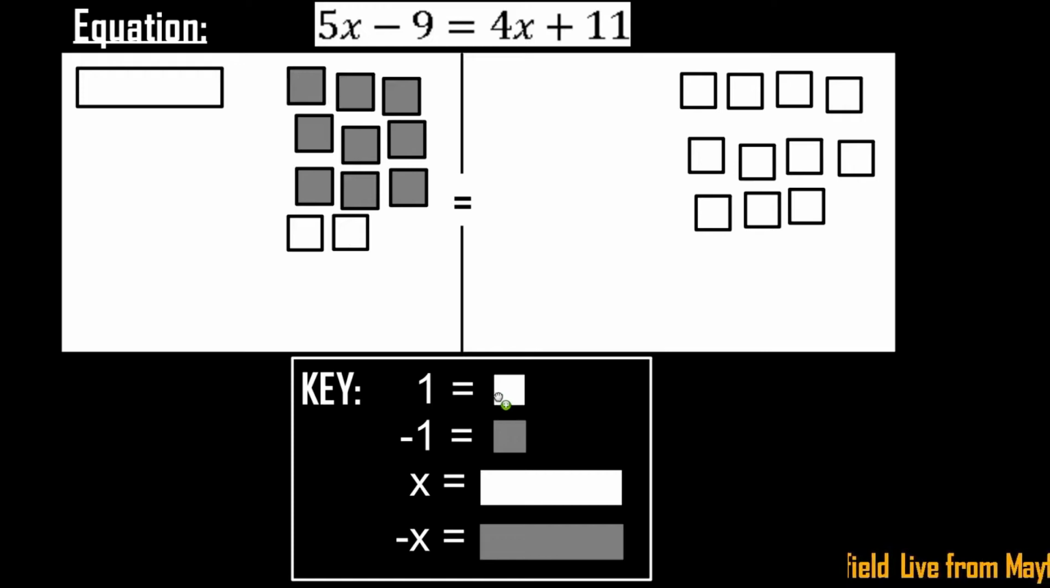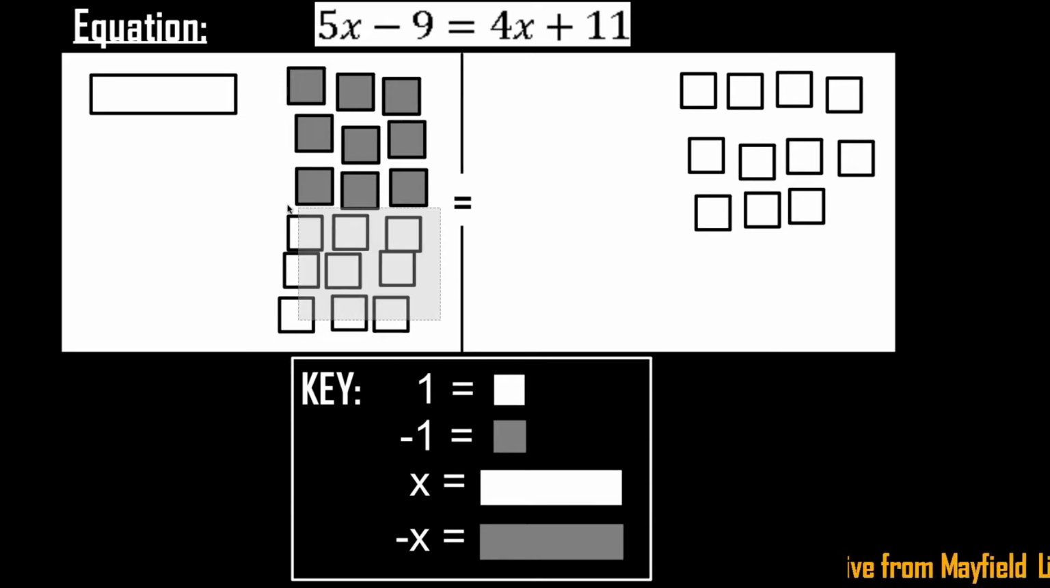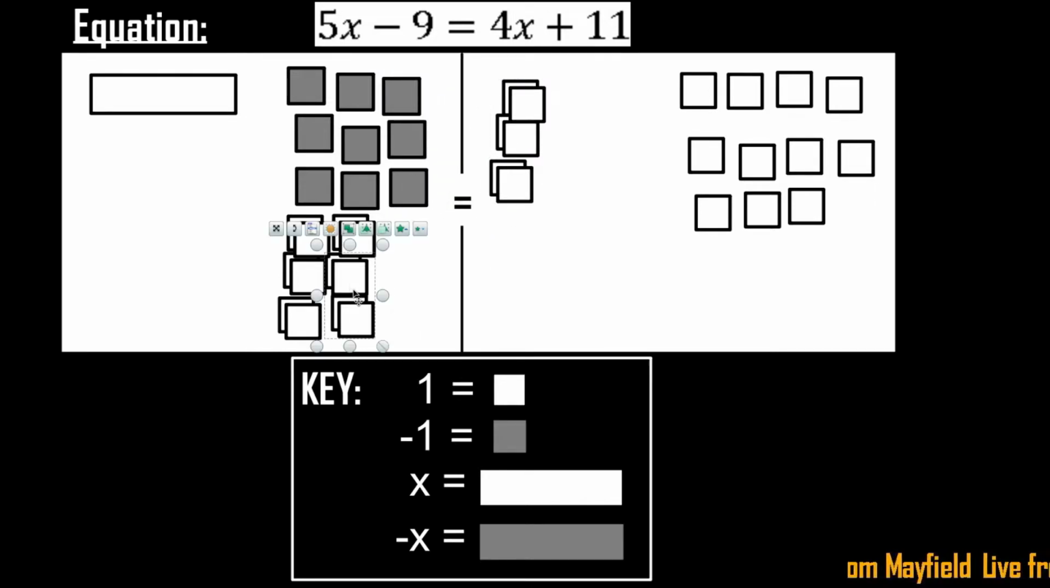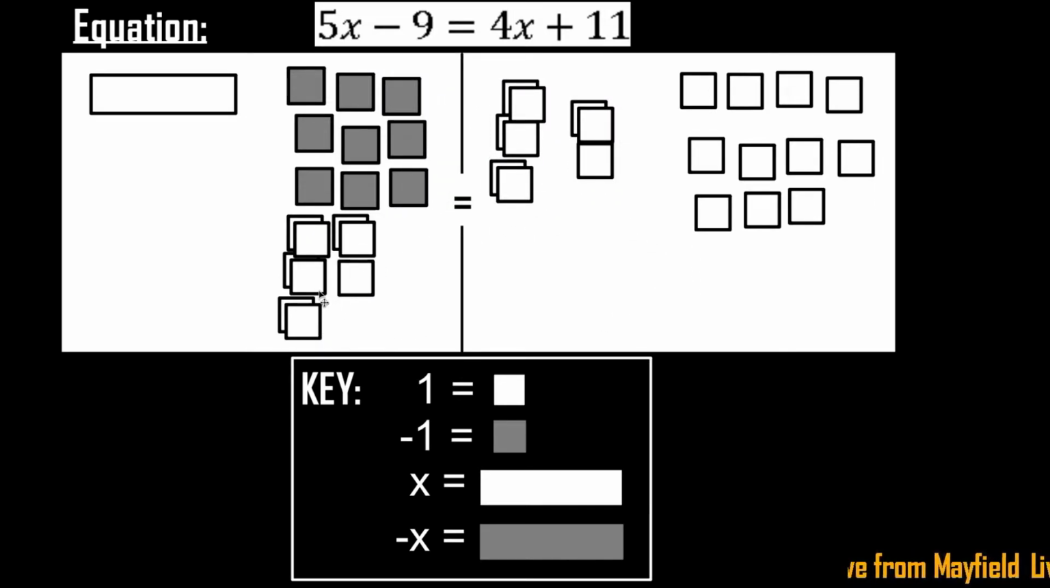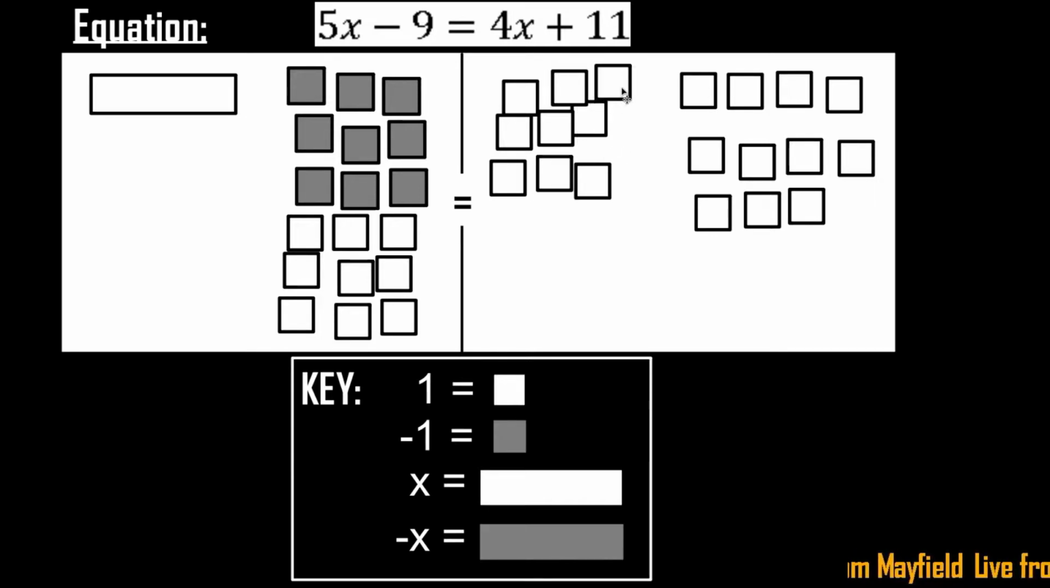So I have 1, 2. I'm adding 9 positives now because I see that my 1x is all by itself on the left, and so I want to get rid of this negative 9 here. So I'm going to have to add 9 positives to both sides. So 1, 2, 3, 4, 5, 6, 7, 8, and 9. So I do copy. Again, same thing to the other side. Be careful though. And I put 1 over there. So let me make sure I have 9 added to both sides.